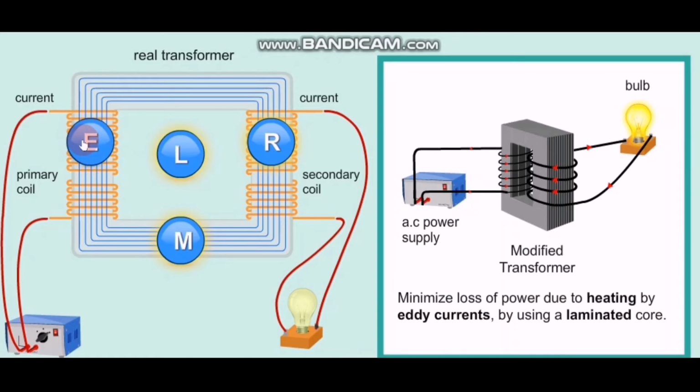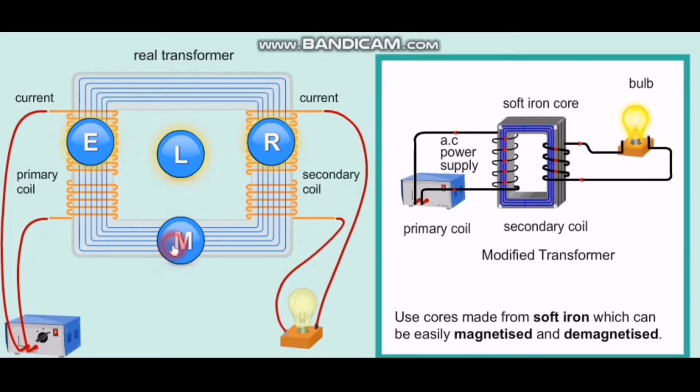First, eddy current. How to reduce heating effect due to eddy current in a transformer? So we can use a laminated core. So if you look at this diagram, this core is laminated and normally it is painted with varnish. Second factor is power loss due to magnetization and demagnetization of iron core. So in order to overcome this, we are using soft iron core. Okay. So why are we choosing soft iron core? Because this type of core is easily magnetized and demagnetized.